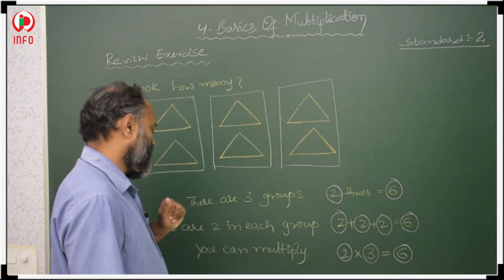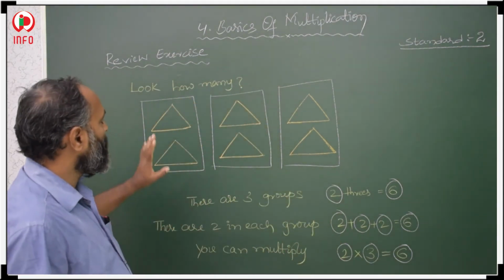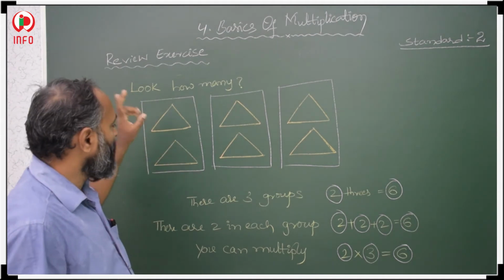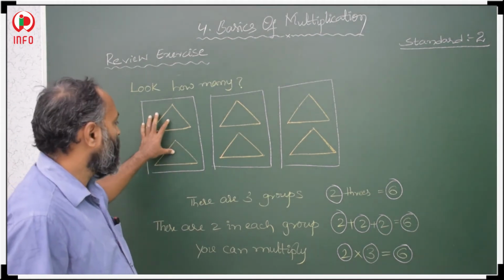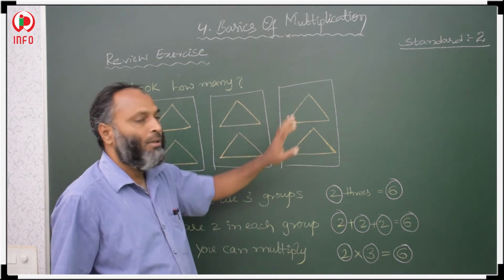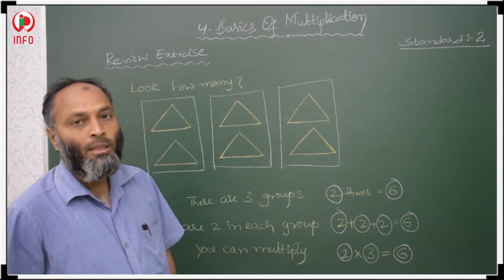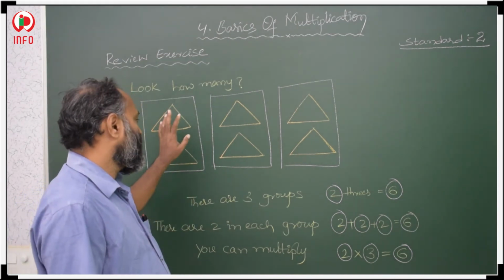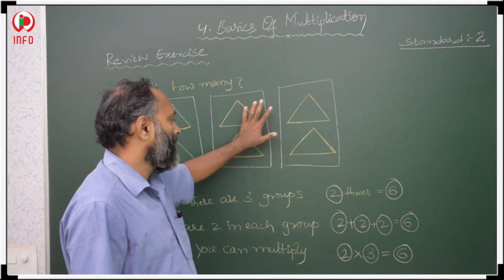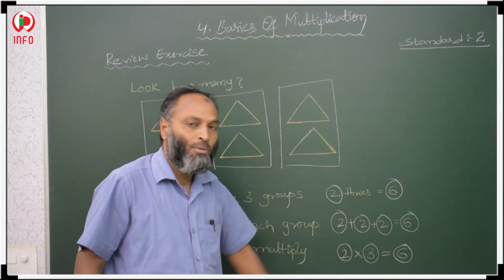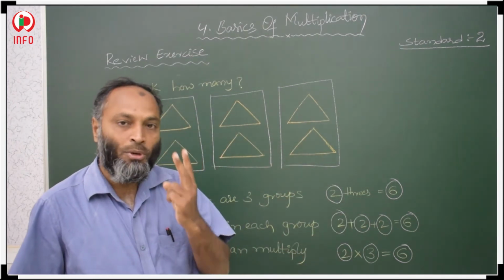Using multiplication. Here how many groups were there? In each group, how many triangles were there? 2, 2, 2. In each group 2 triangles were there. Then how many groups were there? Number of groups. 1 group, 2 group, 3 group. 3 groups. In each group 2 triangles were there.